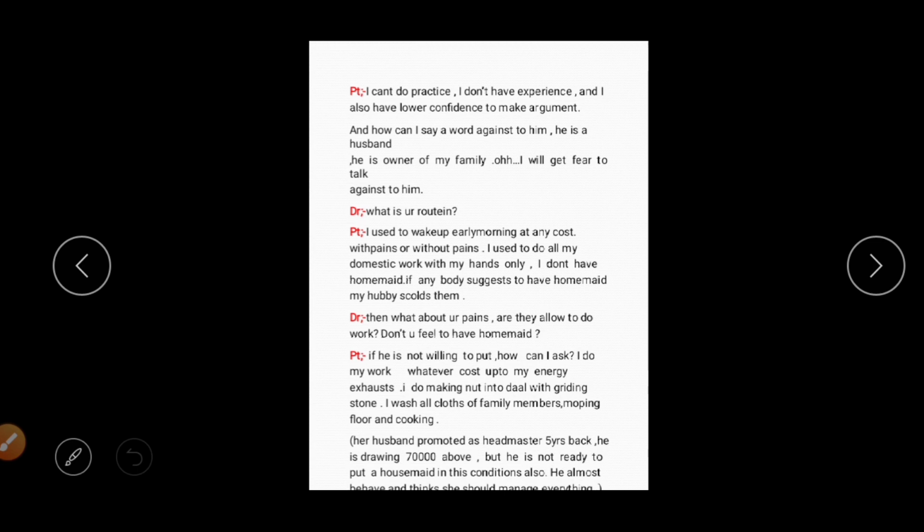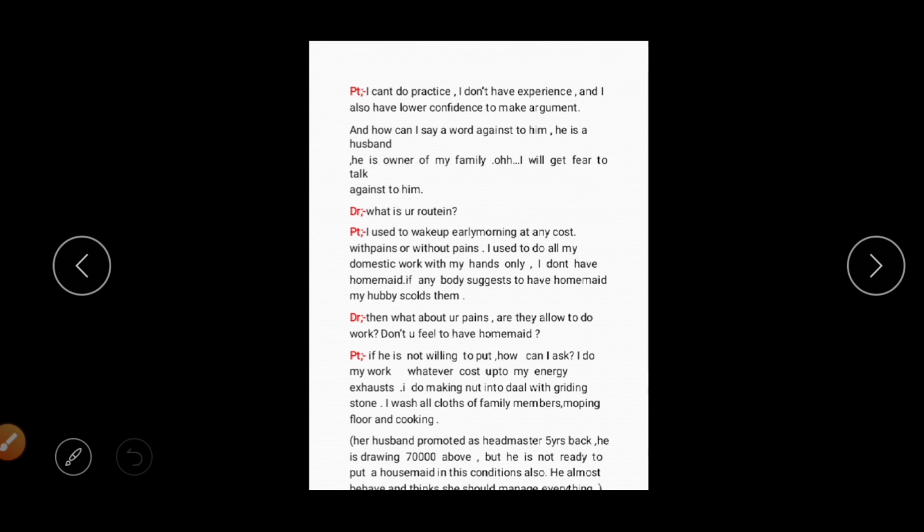Then I put a question. I wanted to get information about her routine. What is your routine? The patient said, I wake up early morning at any cost, with pains or without pains. I do all my domestic work with my hands only. I don't have a housemaid. If anybody suggests having a housemaid, my in-laws or my parents, my husband scolds them.